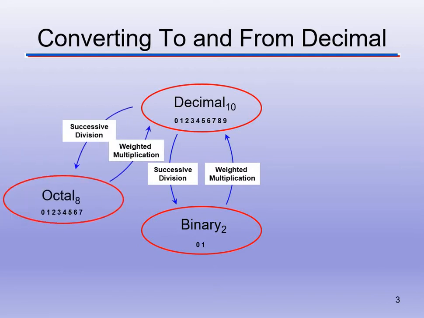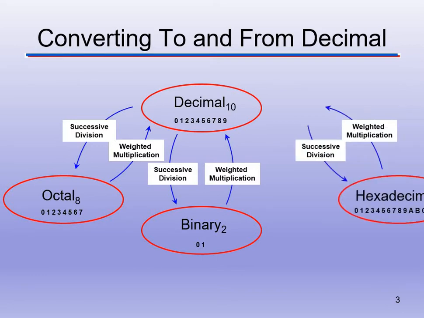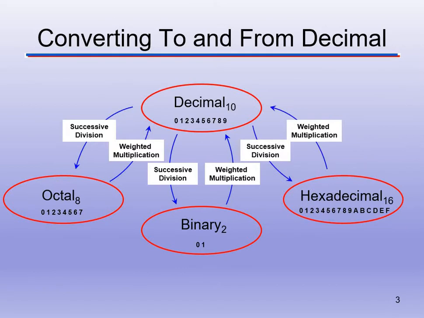So when we do octal, we're going to do successive division, but now by 8, because 8 is the base. Our weighted multiplication is going to be with base 8. So we're going to start with 8 to the 0, 8 to the first, 8 squared, 8 cubed, 8 to the fourth, so on and so forth. And then kind of the same approach we're going to take with hexadecimal.